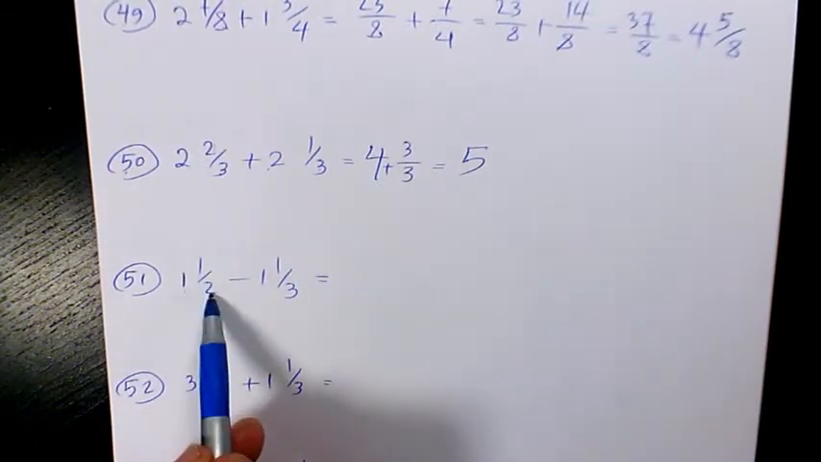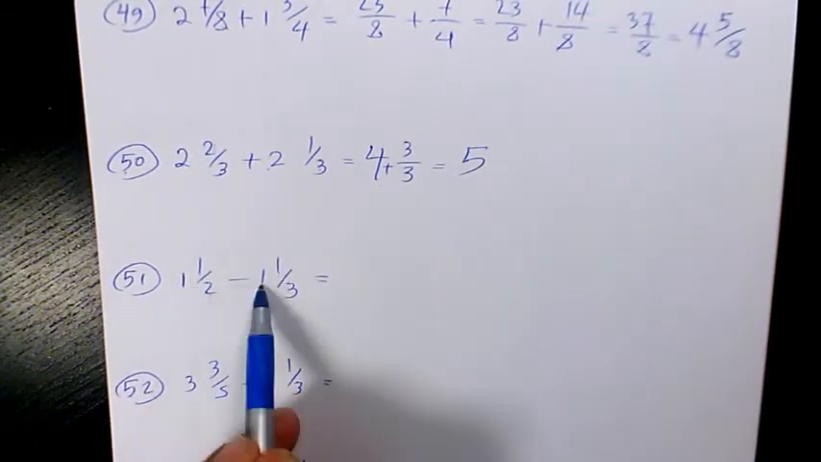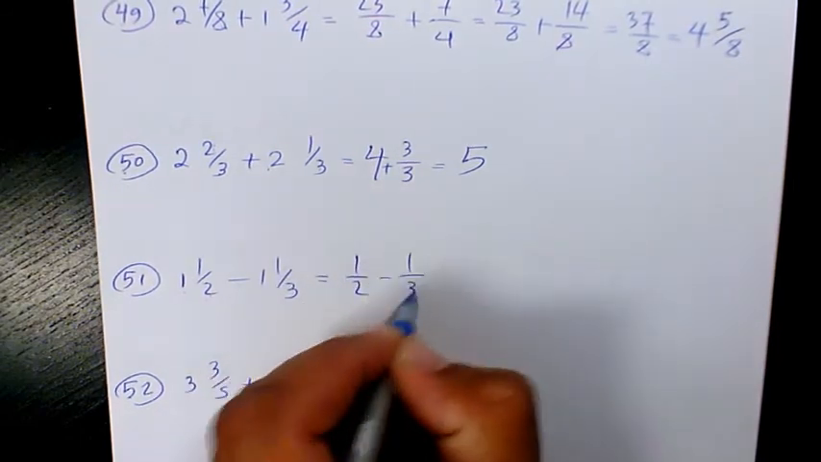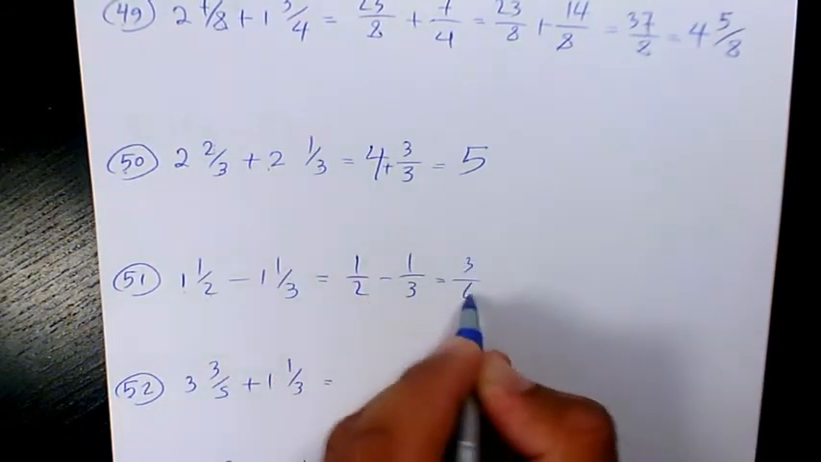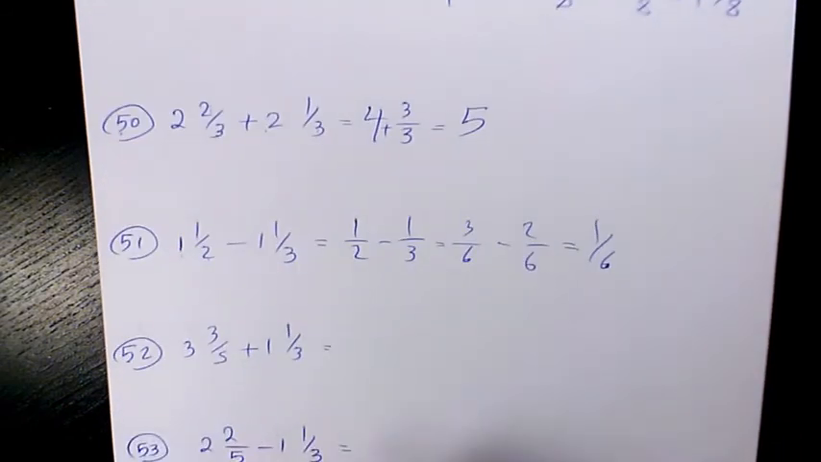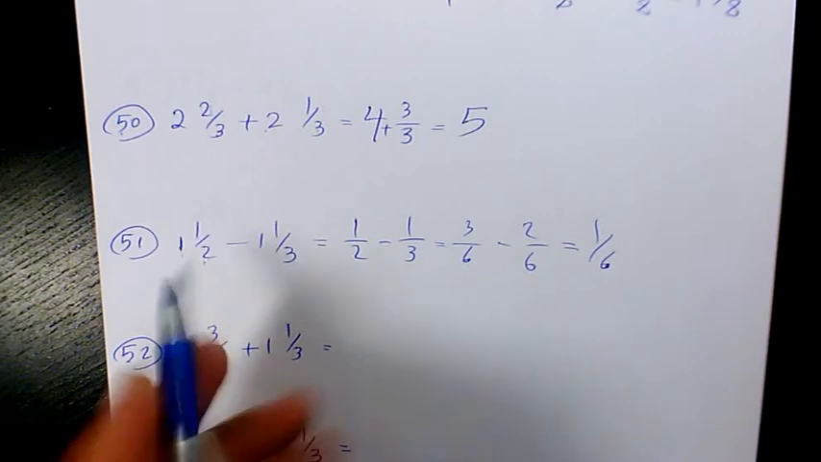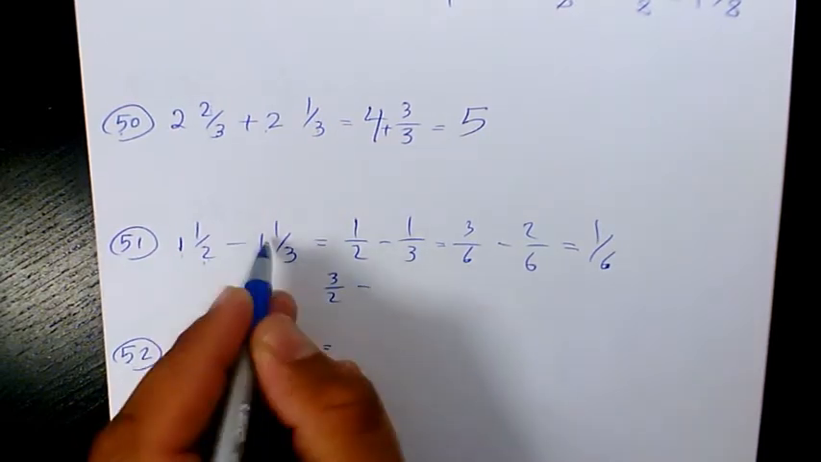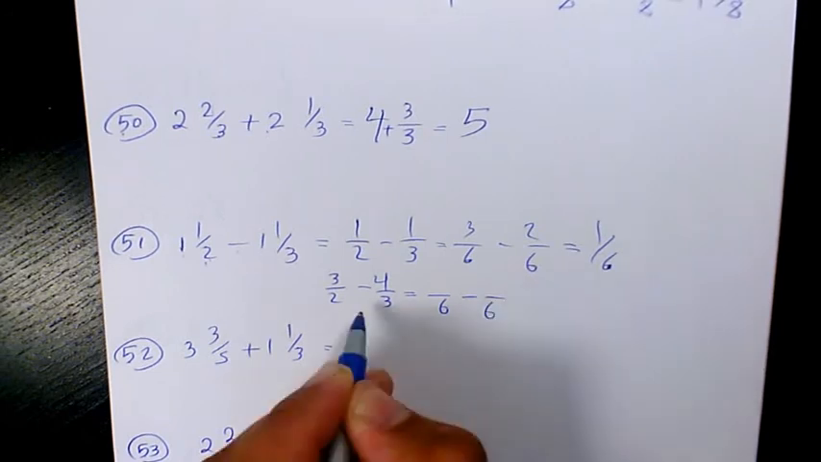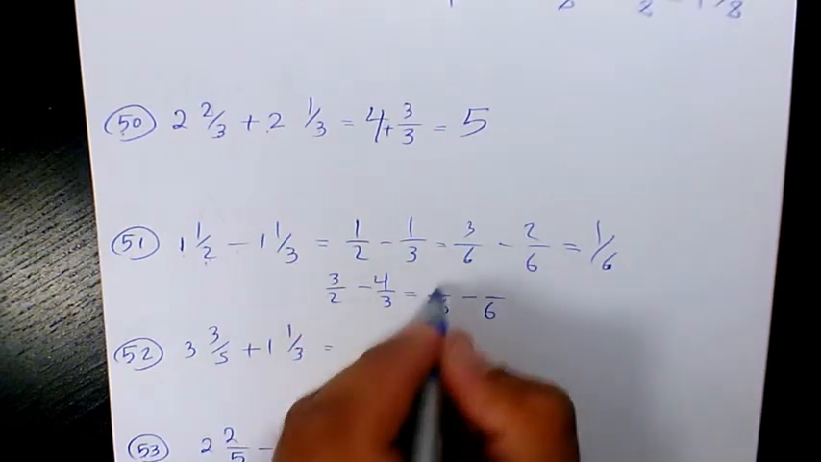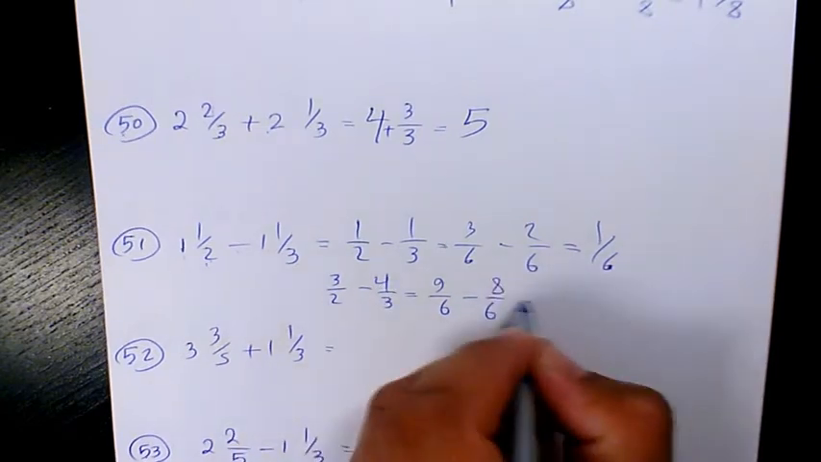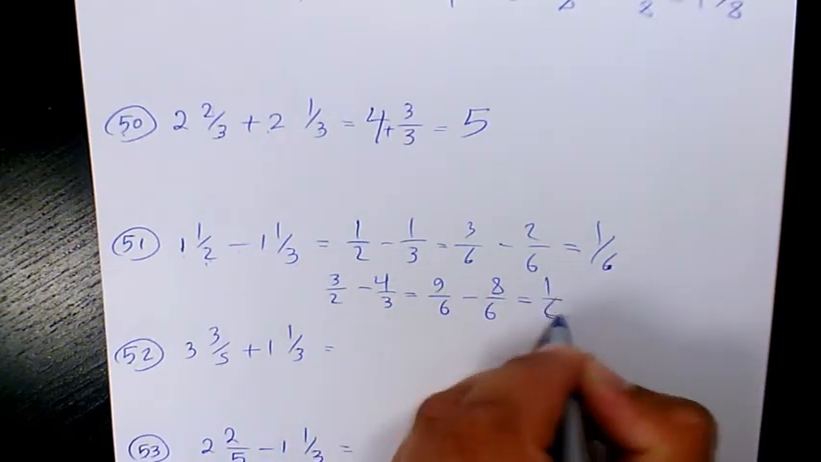1 over 2 minus 1 over 3. 1 minus 1 is 0. 1 over 2 minus 1 over 3 is going to be basically 3 over 6 minus 2 over 6, which is going to be 1 over 6. Or you can say 1 times 2, 2 plus 1 is going to be 3 over 2 minus 4 over 3. That's going to be 6. 3 times 3 is going to be 9. 3 times 2, 4 times 2, 8. 9 minus 8 is going to be 1 over 6.